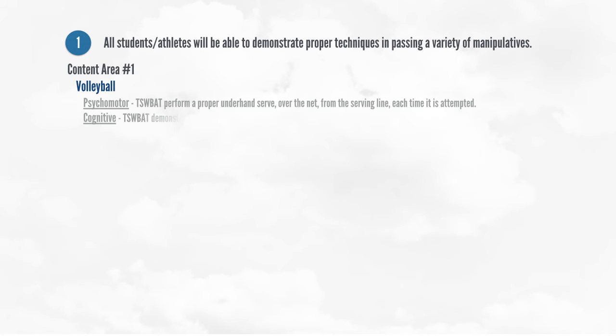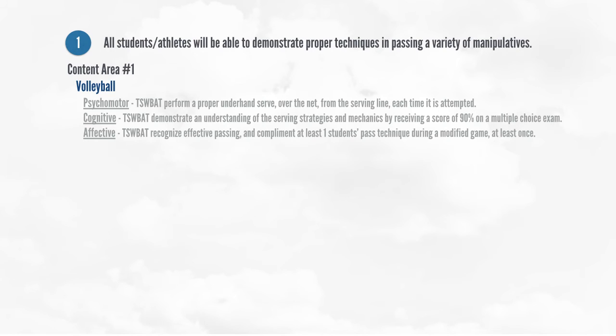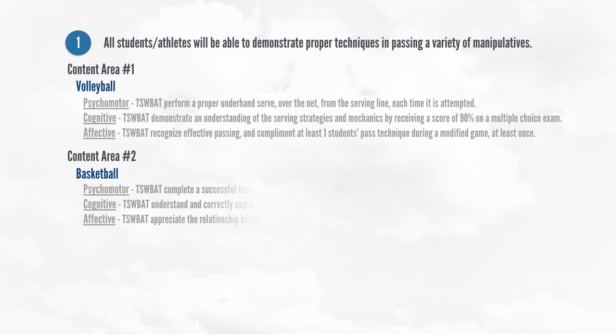Our volleyball content areas would have a psychomotor objective that states the student will be able to, and that's just TSWBAT, or you can say the athlete, perform a proper underhand serve over the net from the serving line each time it's attempted. A cognitive objective statement could state the student will be able to demonstrate an understanding of the serving strategies and mechanics by receiving a score of 90% on a multiple choice exam. An affective domain objective could state the student will be able to recognize effective passing and compliment at least one student's pass techniques during a modified game at least once. We would then do the same thing for the other content areas within our goal.